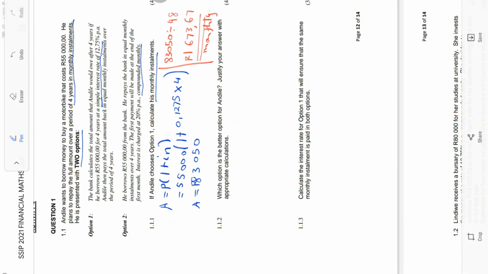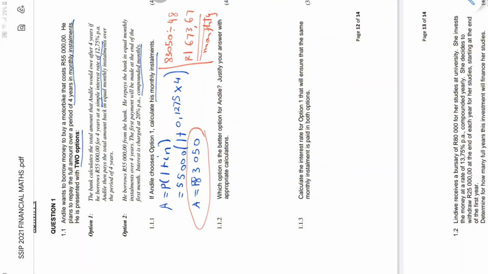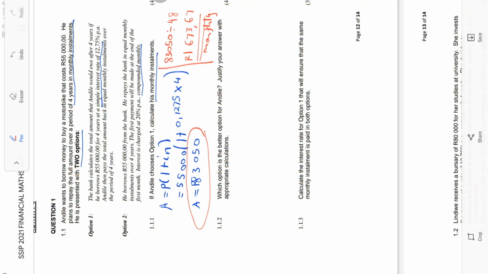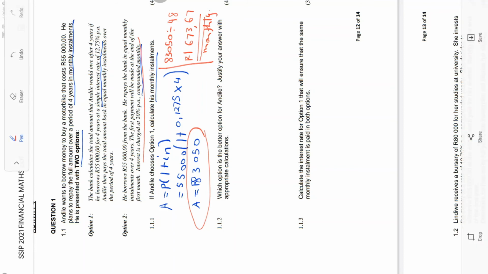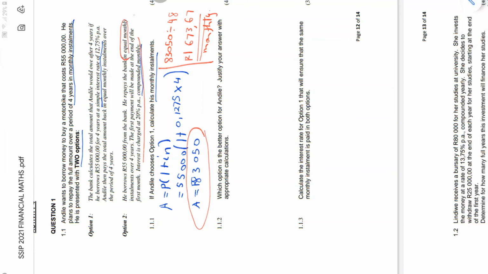1.1.2, which option is the better option for Andile? Justify your answer with appropriate calculations. With option 1, Andile will have to pay back a total of 83,050. Now let's see how much will he be able to pay if he chooses option number 2. Option number 2, interest is earned monthly and he is expected to pay equal monthly amounts. So we shall need to work out the value of x.